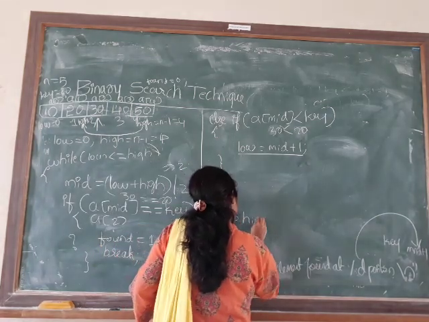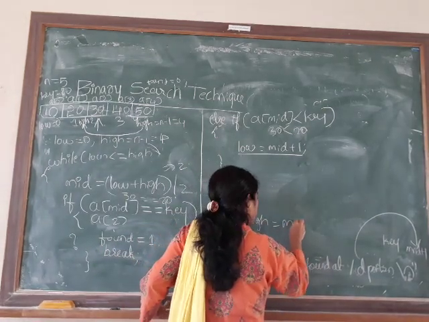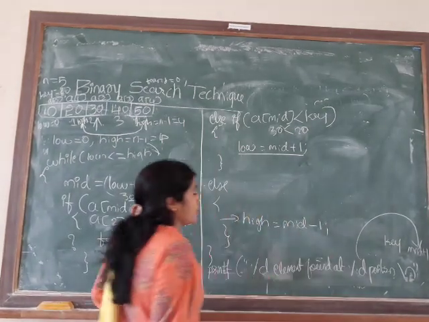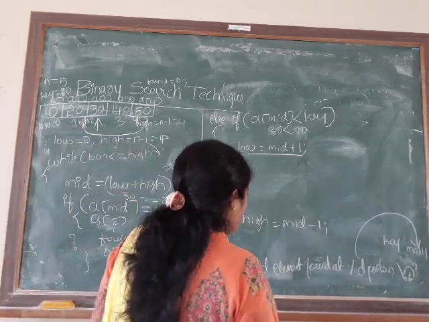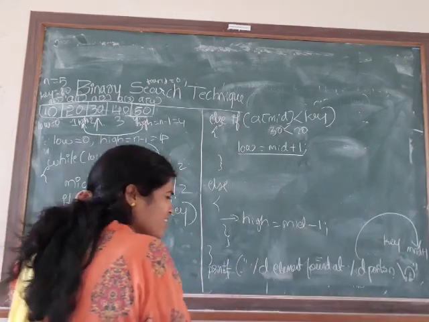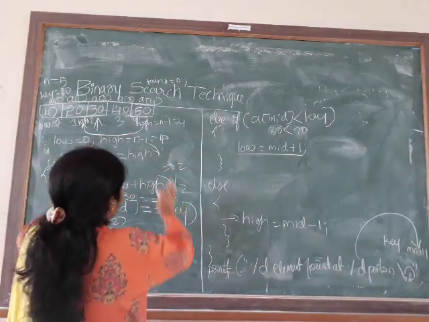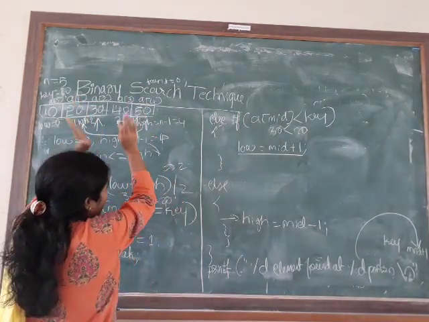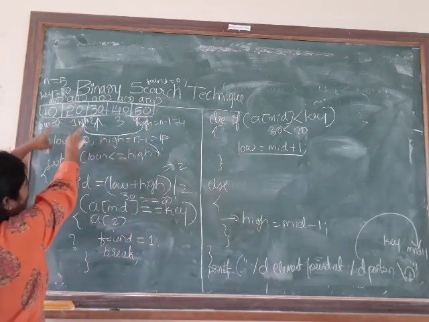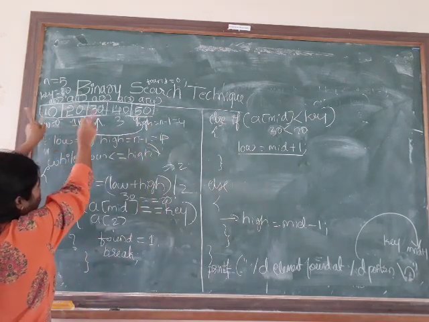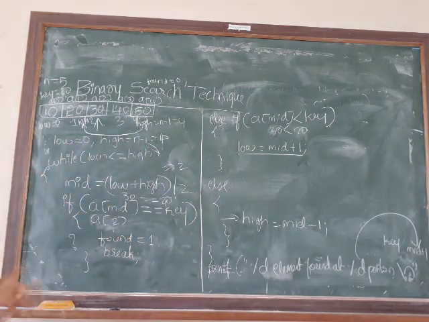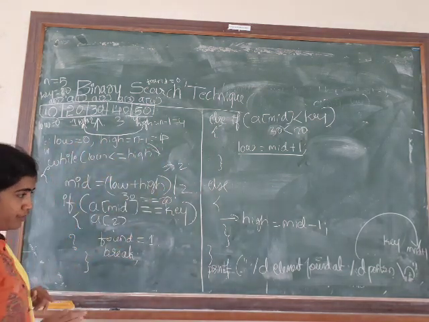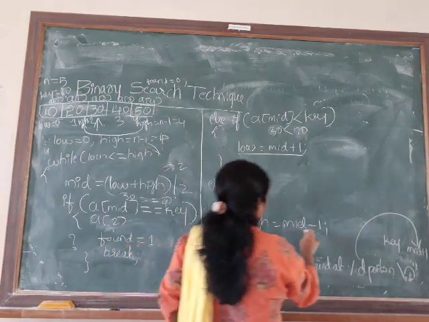That's why here I will take high is equal to mid minus 1. In the sense, actually it is very simple. Instead of considering the second half of the array list, I will be considering the first half of the array list, because my mid element is greater than the key element. In the sense, obviously key is smaller. So what is high is equal to mid minus 1?